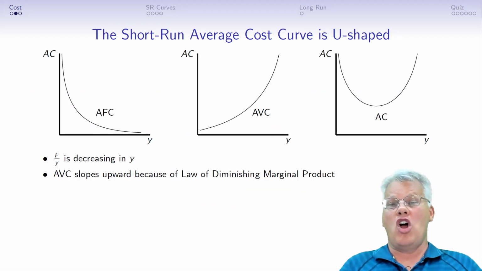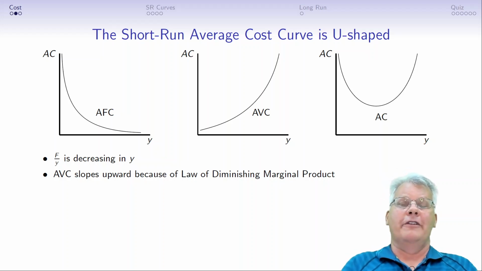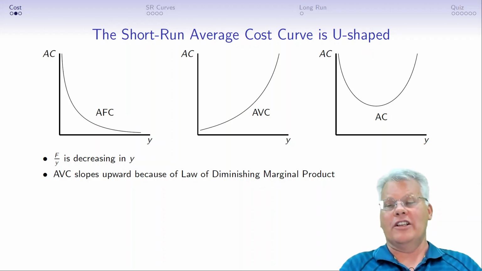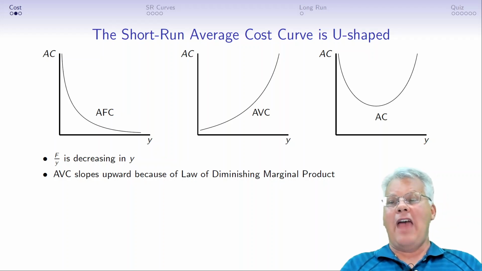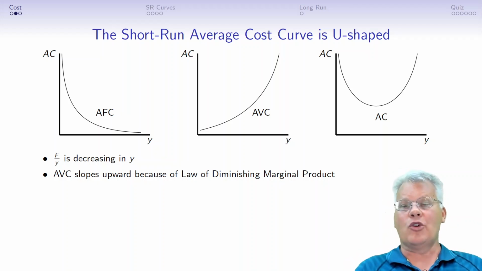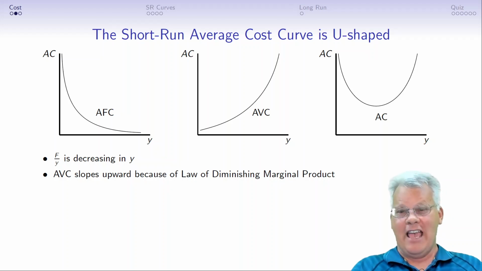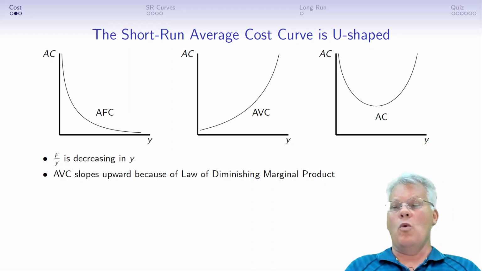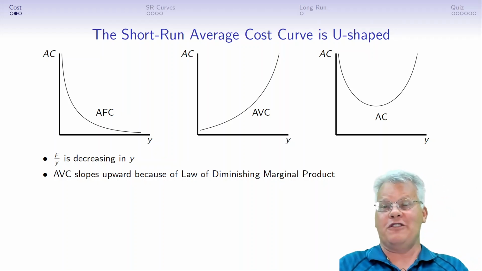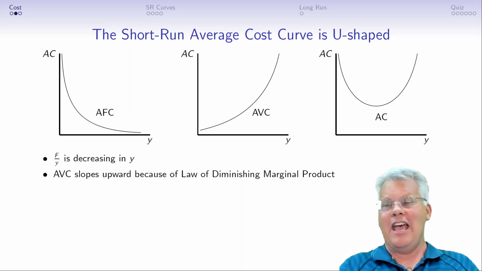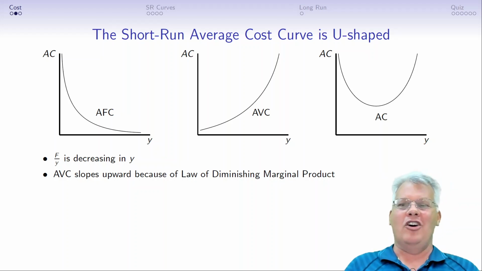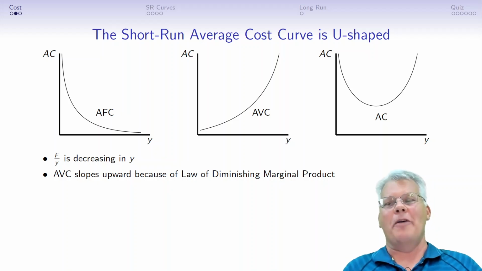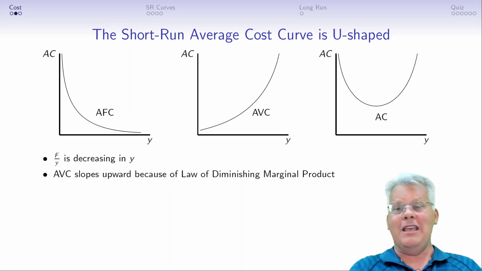The short-run average cost curve must be U-shaped regardless of the functional form of the cost function. The way to see this is that average fixed cost must be decreasing in output. It has to be this exponential-shaped curve. The functional form of average fixed cost is fixed costs F divided by output, and if you have a fixed numerator and increase the denominator, the quotient is decreasing in the denominator.